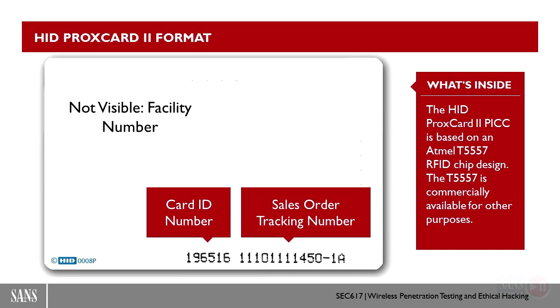Now, the HID-Prox2 card, the proximity card, is based on the Atmel T5557, which is a readily available chipset, commercially available for other products as well. So we can go to Atmel and buy these chips and have our own HID-Prox2 cards. So they can be used for other purposes. They're using commodity hardware to deliver HID-Prox2. So now we don't necessarily need to buy the technology from HID. We can buy these on our own and program them on our own if we so chose to.